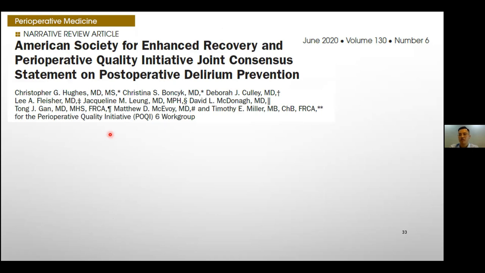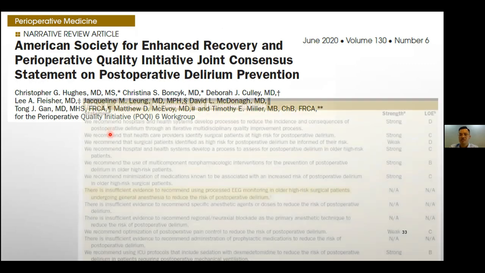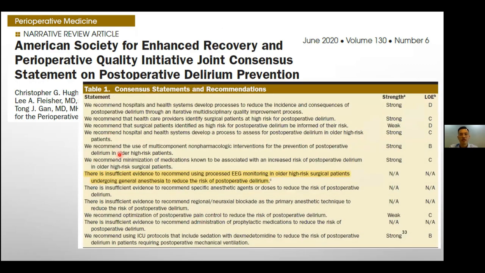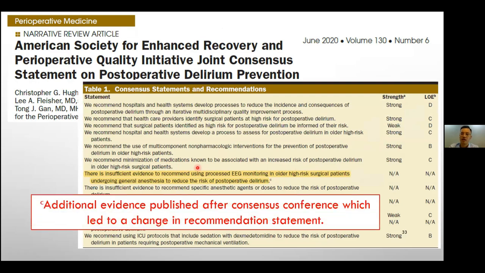The American Society for Enhanced Recovery and the Perioperative Quality Initiative met and came up with a recommendation in 2020, which initially said that there's insufficient evidence to recommend using processed EEG monitors in older, high-risk surgical patients undergoing general anesthesia to reduce the risk of post-op delirium. However, additional evidence was published after the consensus conference, which led to a change in this recommendation statement.